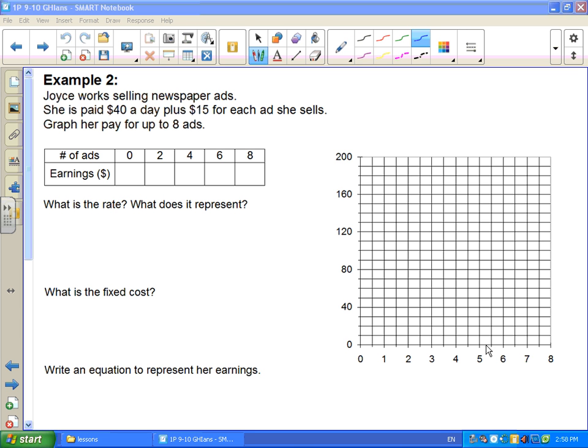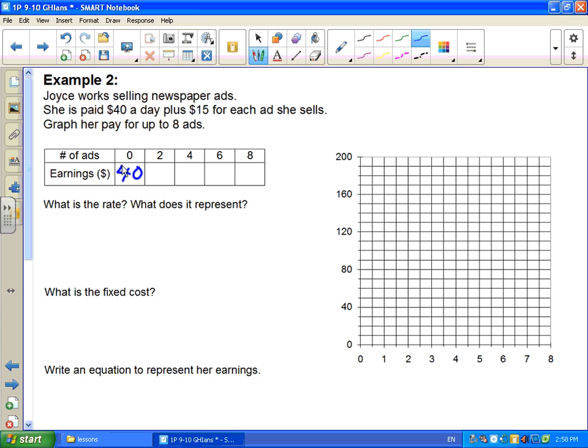So we've got this little table here. This table's been tilted on its side here, but that's okay. We can still work with it. So we've got number of ads, 0, 2, 4, 6, 8. And we want to know what her earnings is. So how much does she earn if she sells 0 ads? $40. Exactly. She gets that $40 even if she doesn't sell anything.